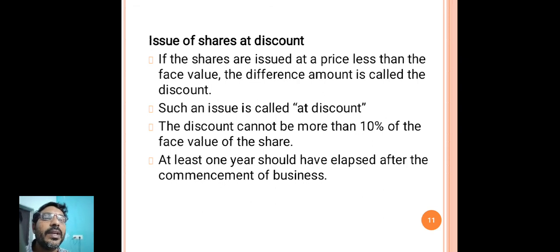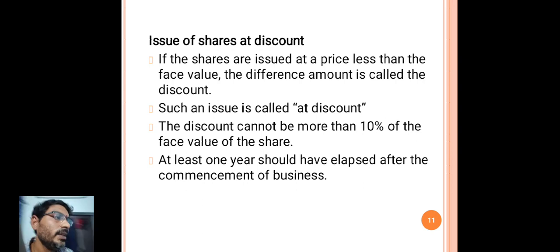The discount cannot be more than 10% of the face value of the share. At least 1 year should have elapsed after the commencement of business.